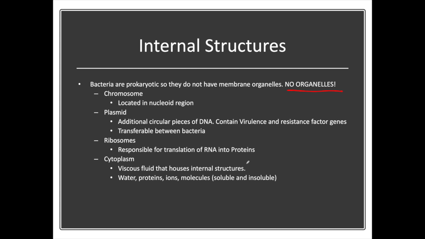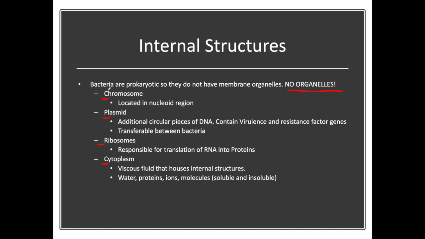They basically have their genetic material, which is in two forms, chromosome, which is their primary genetic material, and plasmids, which is additional pieces of DNA. They have ribosomes because they have to make proteins, and they have cytoplasm, which is fluid that all of this is floating around in.